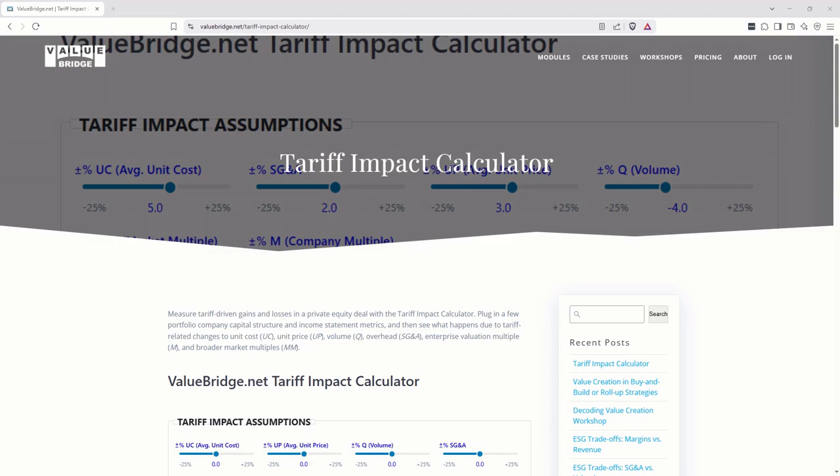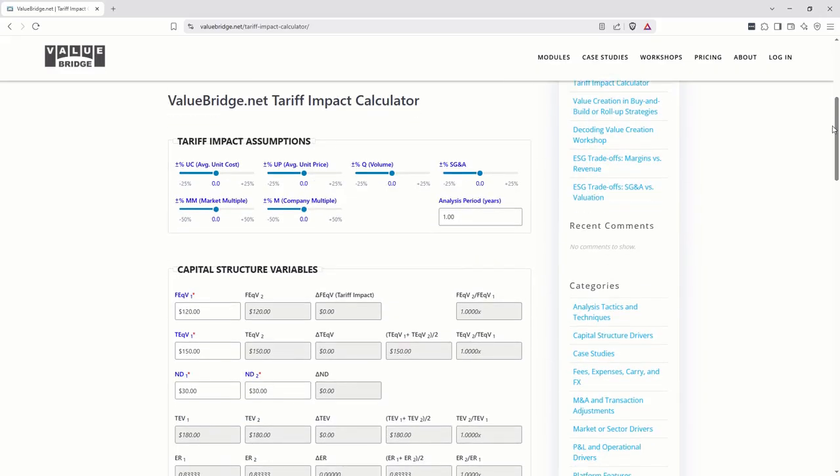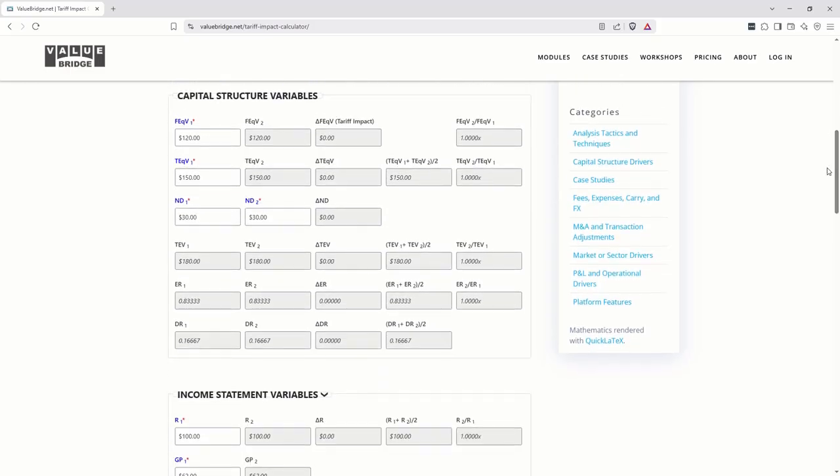This will be a brief demonstration of the Tariff Impact Calculator that I recently built into the valuebridge.net website. It is designed to help you either predict or explain how various tariff-related factors will change a private equity investment's fair market value.